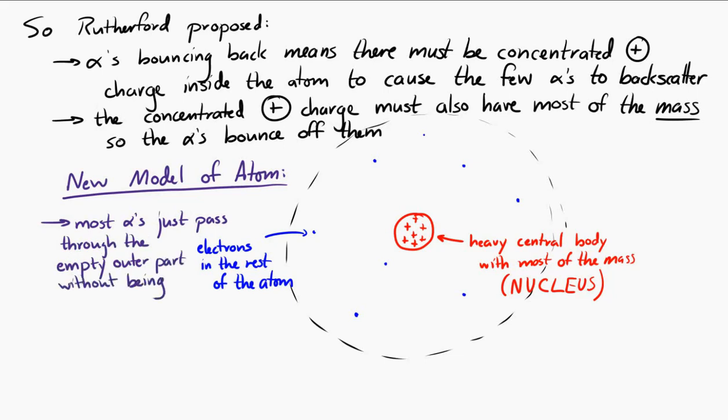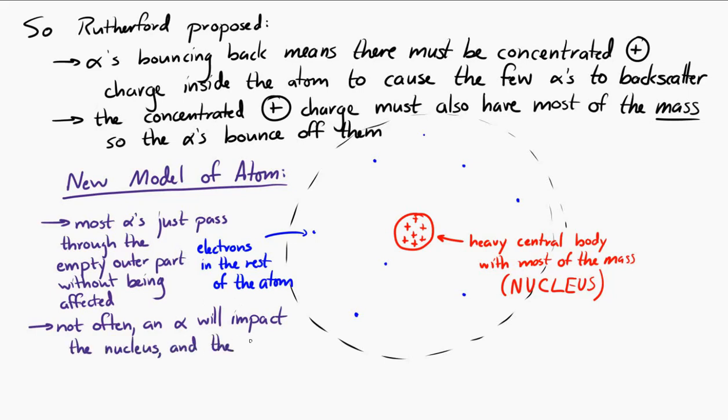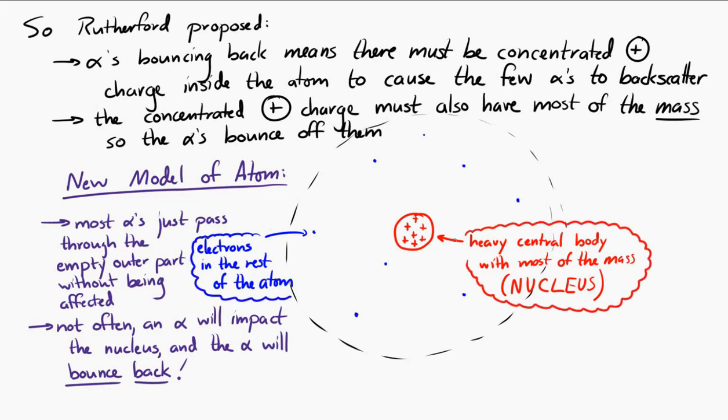But in the not too often case where you send an alpha particle in and it impacts the nucleus, or it gets very close to the nucleus, then in that case, that heavy positively charged nucleus will cause the alpha particle to bounce back. And that can only happen if the nucleus is positively charged and massive. So, that was our new model of the atom after the Rutherford experiment.